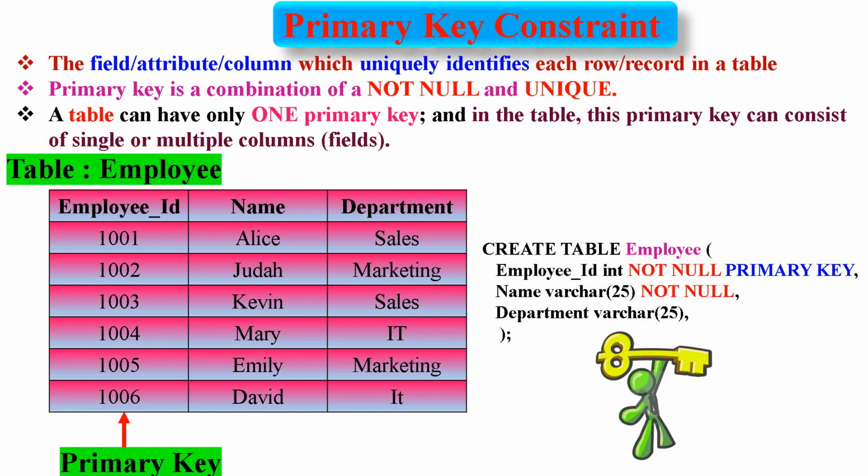Let's see an example. SQL primary key on create table is given here. We are creating a table named employee. Here, employee_ID and name have the constraint not null. That means these fields should contain a value. They should not be allowed blank. And employee_ID is the primary key of this table employee.